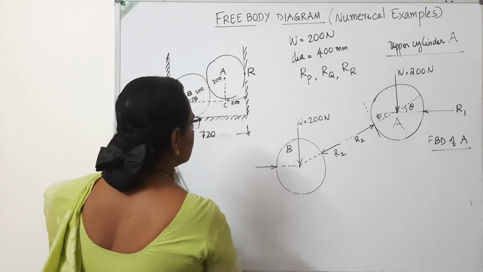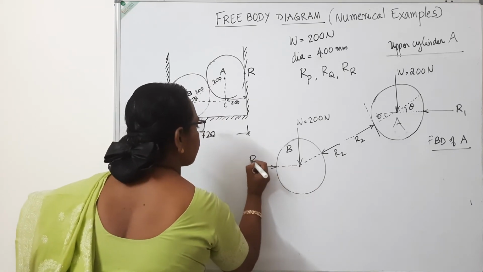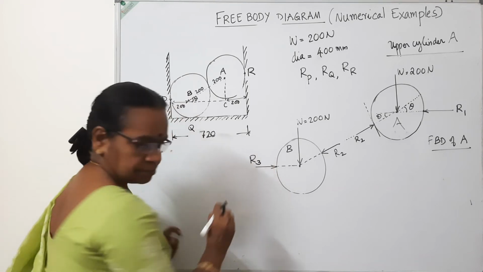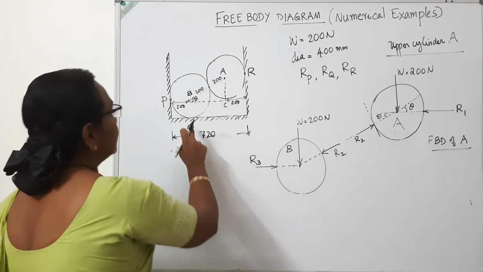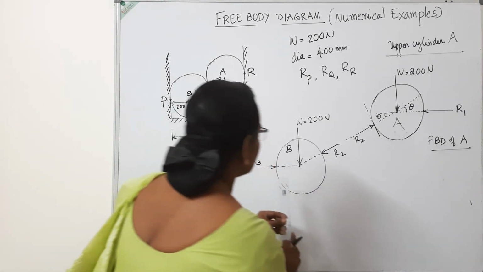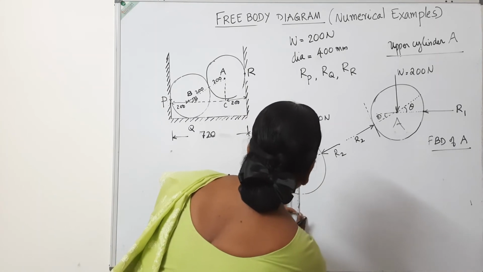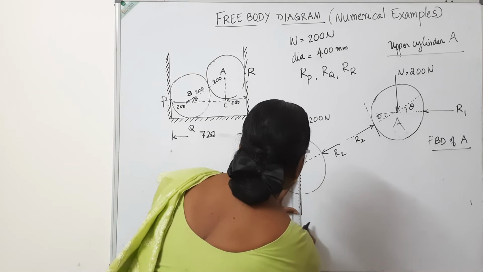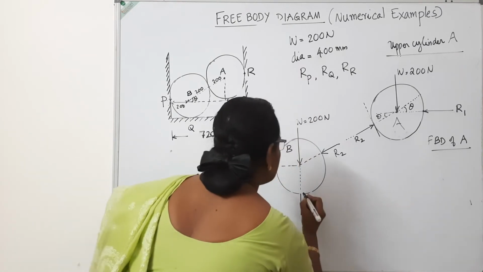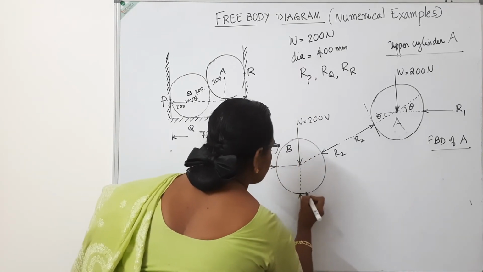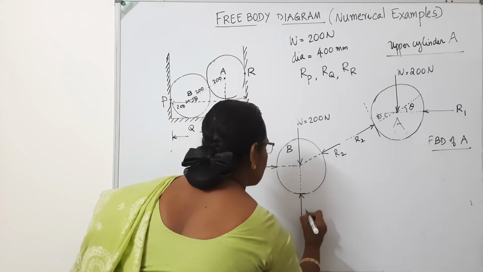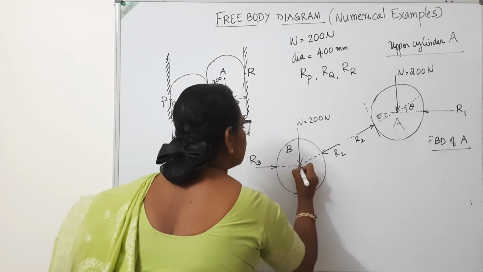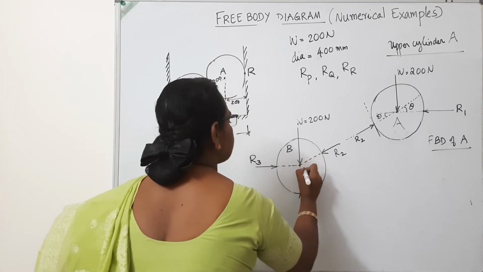there is a force, let me mark it as R3. Then at this point there is contact, so at that point also there will be a force perpendicular to the horizontal surface. So perpendicular to the horizontal surface there will be R4. All these meet together at this point B.